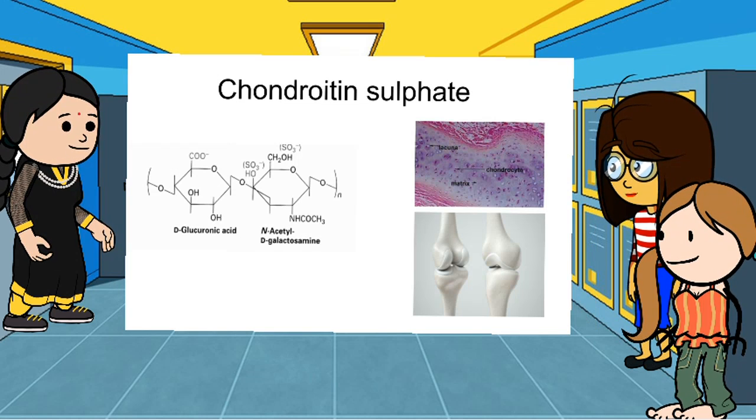The next glycosaminoglycan which we are going to discuss is chondroitin sulfate, and this is the most abundant glycosaminoglycan. It is seen in cartilage, bone and CNS, and is composed of N-acetyl galactosamine and glucuronic acid. It is a major component of cartilage and is located at sites of calcification in endochondral bone.